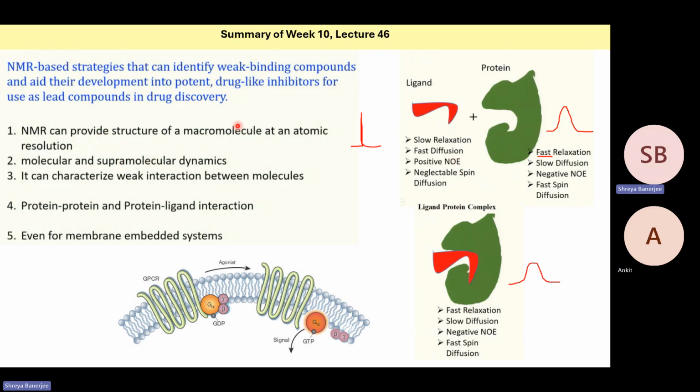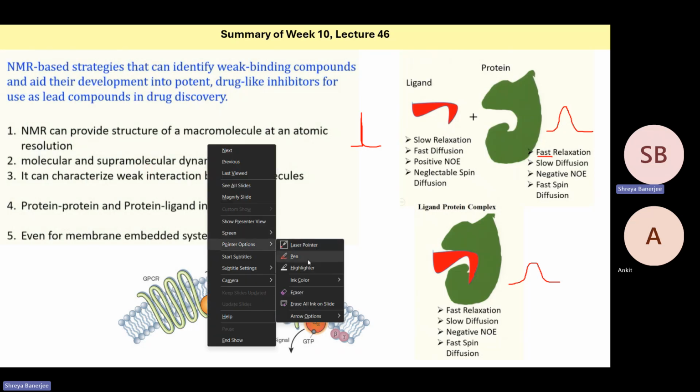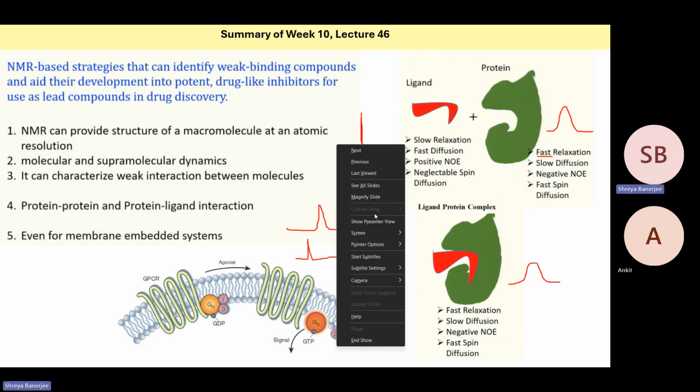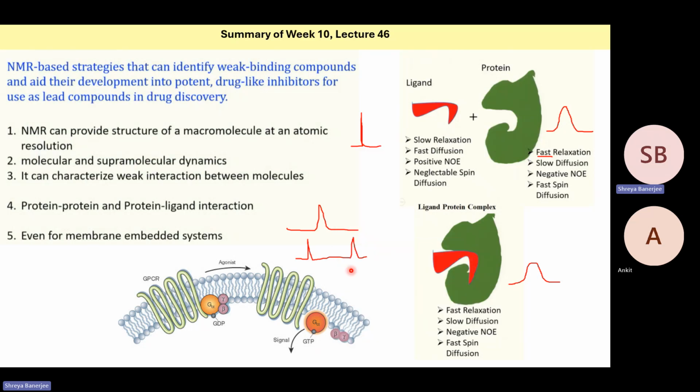NMR can provide structure of a macromolecule at atomic resolution. This we have already seen, how NMR can be used to find the structure of a molecule. It also gives you an idea about molecular and supramolecular dynamics. So we have seen before in exchange type of NMR, when there is slow exchange, the peaks are well separated, and when there is fast exchange, the peaks kind of merge. So it gives you an idea of the dynamics of the compound as well.